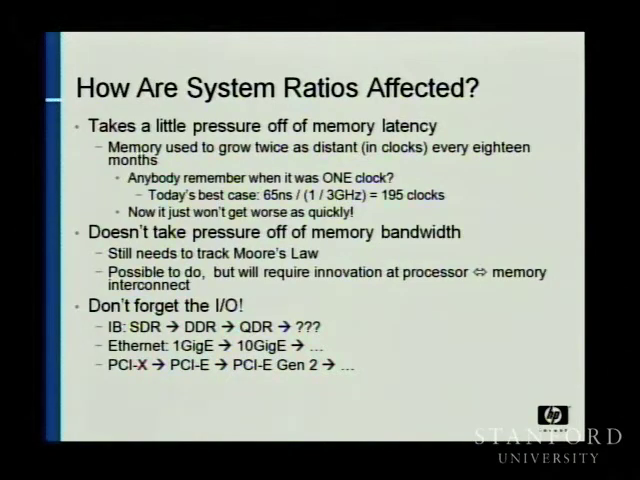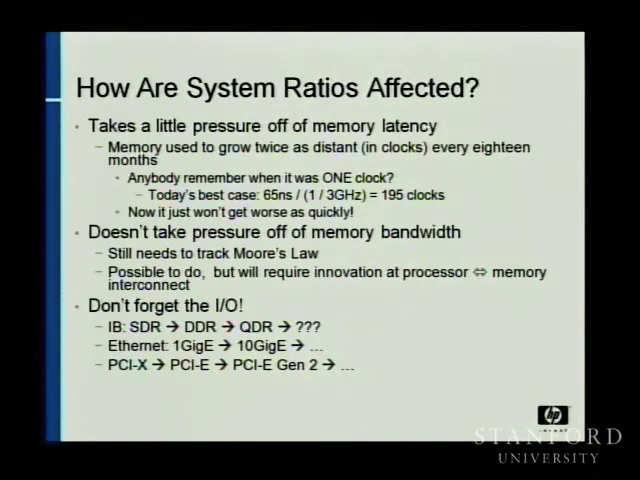There's enough gray hair in the room to remember when memory was 1 cycle away from a processor. It was a wonderful time. And it got worse, twice as far away every 18 months, until now. There's good news with multi-core: since you're always going to be around 3 gigahertz, you're always around 195, 200 clocks away from memory. So memory latency isn't getting worse. Isn't that wonderful?